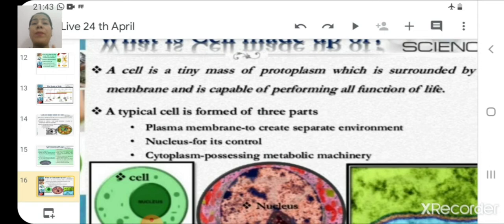Then a very important organelle, which is also called the mastering organelle of a cell, is the nucleus. This nucleus controls all other organelles within the cell. It also helps in division and formation of new cells from the parent cells. Then the third most important part is the cytoplasm, which helps in housing metabolic machinery. All other organelles are present within this cytoplasm only.